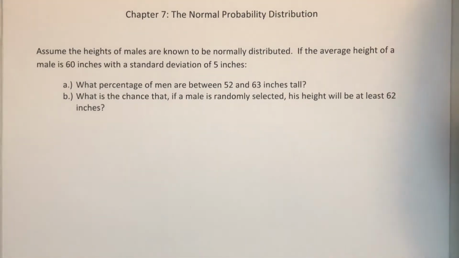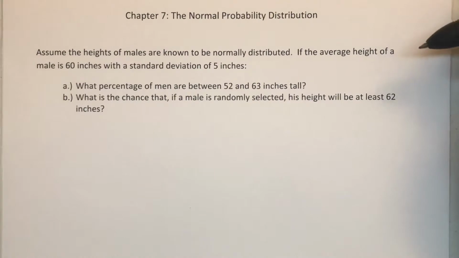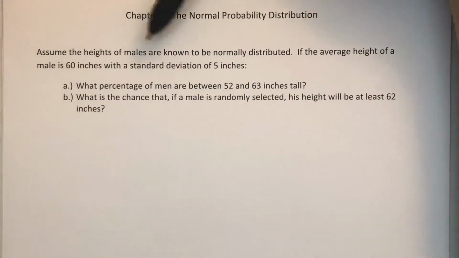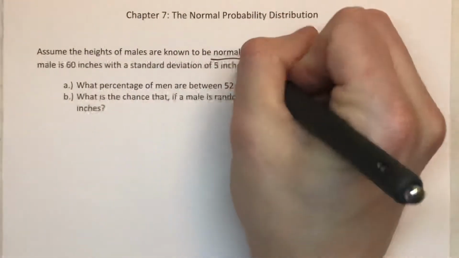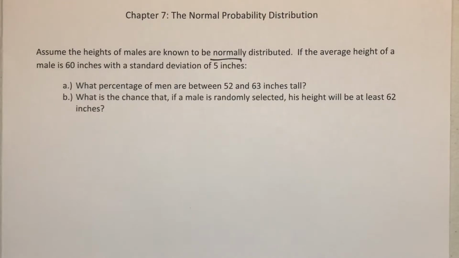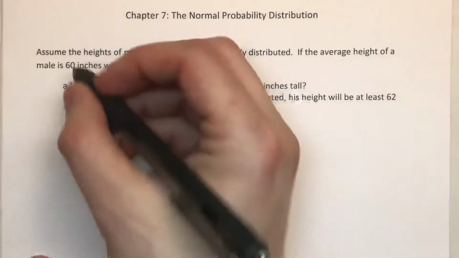So on the next page of 7.1, we will just be looking at two different questions. They're phrased differently, but you'll notice that the process is essentially identical between them. So the setup information: we're dealing with heights of males that are known to be normally distributed. The average height is 60 inches, standard deviation of 5. So these are rather short males wherever they're at.